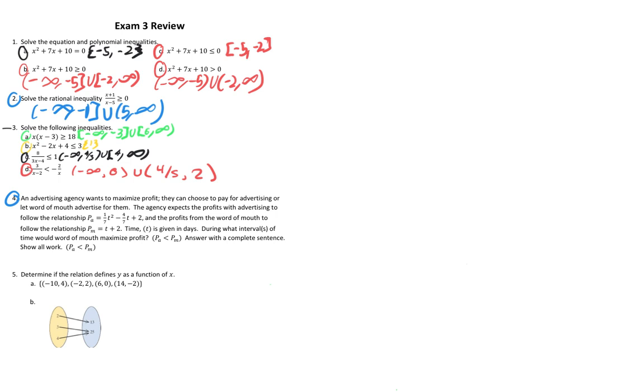So let's just write this out. P of A is 1 over 7 T squared minus 4 over 7 T plus 2. When is this less than profit from word of mouth, which is T plus 2? So the first thing I'm going to do is move everything to one side. So I'm going to subtract T from both sides and subtract 2 from both sides. So I end up with 1/7 T squared minus 11/7 T is less than 0.